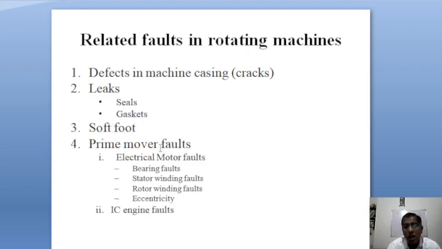Then there are prime mover faults. Prime movers are categorized into two categories, that is electrical motors and IC engines. Electrical motor faults include bearing faults, stator winding faults, rotor winding faults, eccentricity of the rotor, and IC engine faults include ignition delays or tappet valve faults, etc.